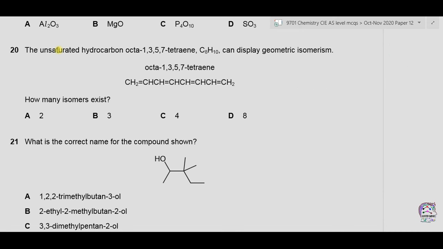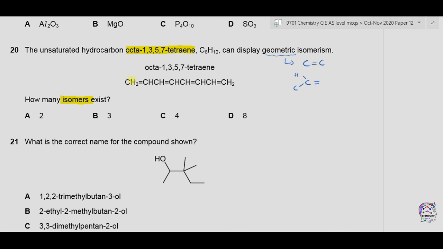Question 20. The unsaturated hydrocarbon Oct-1,3,5,7-tetraene can display geometric isomerism. This is the compound. How many isomers exist? For geometric isomerism, there are two conditions. One is that there must be a double bond between two carbon atoms, and second is that the carbon atoms making a double bond must have two different groups or elements attached. If the same elements are attached, then it won't show geometric isomerism.